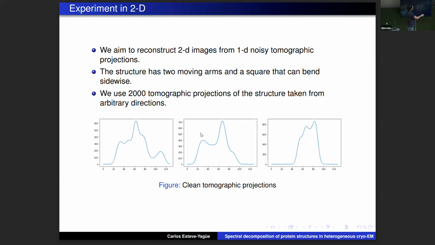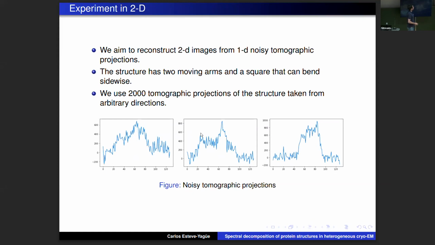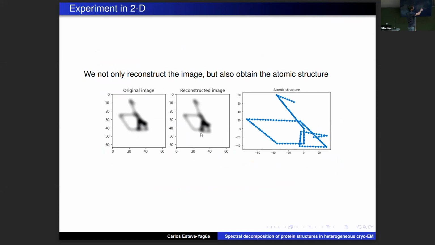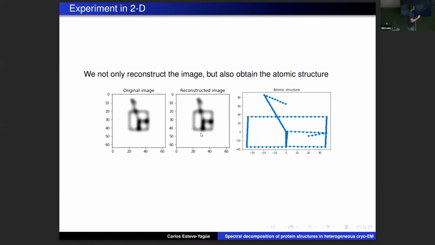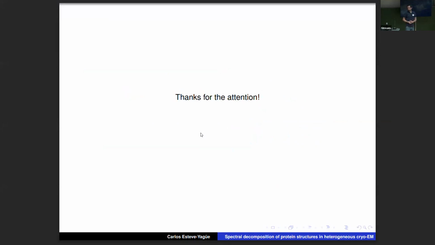These are the clean projections. We add noise, and then we apply our approach, and then we obtain this: this is the original image, the reconstructed image, and also the atomic structure. There are some examples. And now the next step is to try this approach in three-dimensional structure with real proteins. And thanks for the attention.